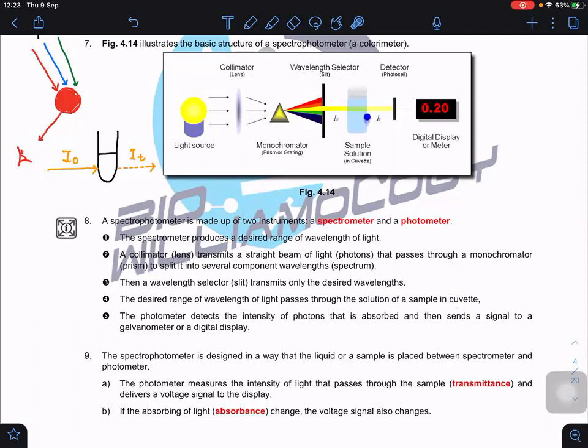Cuvette is this container. Okay, so the photometer now detects the intensity of the photons. Photon means the light intensity that is absorbed, and then sends a signal to the galvanometer or a digital display. Can you see that? So I detect how many, and then I convert. I will show you the absorbance. So this one is the absorbance data. Okay, the absorbance data we can see here.